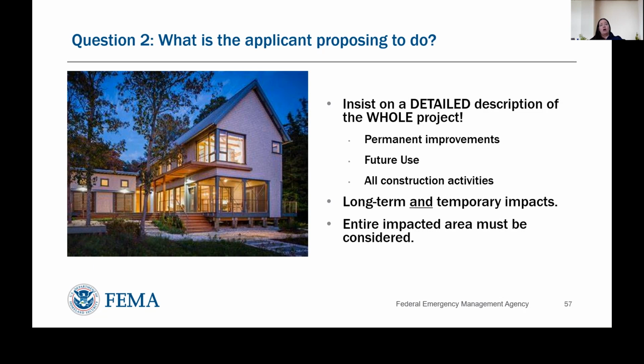Also really important are all the construction activities that need to occur to arrive at this house, to have this house on the site. So temporary impacts such as the staging of materials, temporary access, what kind of equipment is going to be on site and where it is going to be used, and the best management practices to minimize habitat impacts while construction is underway. All of those things need to be lined out in that description, and the entire impact area needs to be considered. That entire impacted area within the SFHA has got to be part of that description.